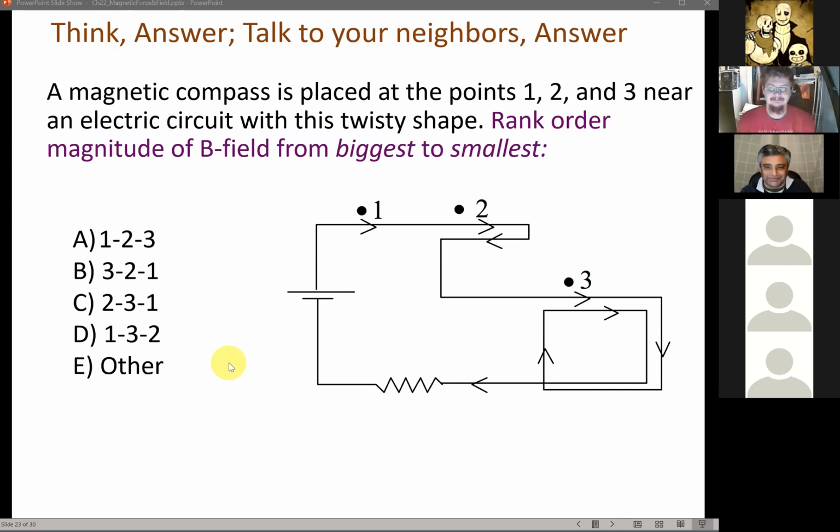So now let's do a little practice of finding the magnetic field. And remember, if magnetic fields are in the same direction, they add up, right? If they are in opposite direction, they cancel. Keep that in mind to answer this question.